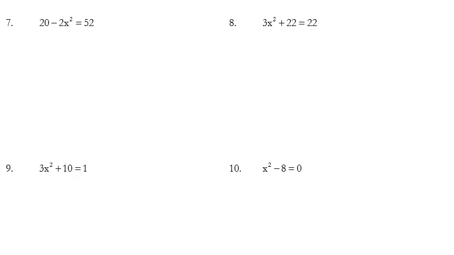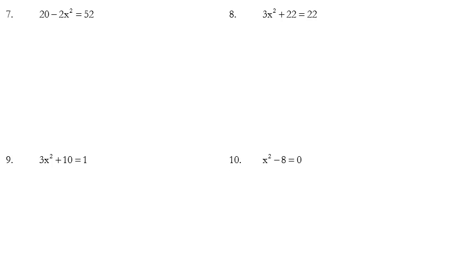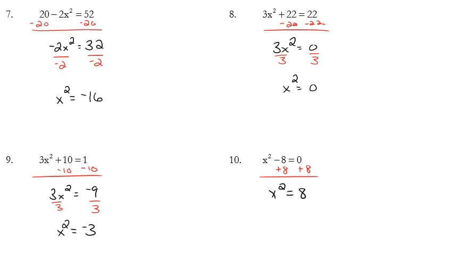So, press pause again and try 7, 8, 9, and 10. I am not going to go through all of these answers. I will, in about 10 seconds, show all of the answers with my work. But I want you to try it first. Okay, so at this point you see all of my work down to our x squareds. So we would be square rooting both sides for all 4 of these equations.